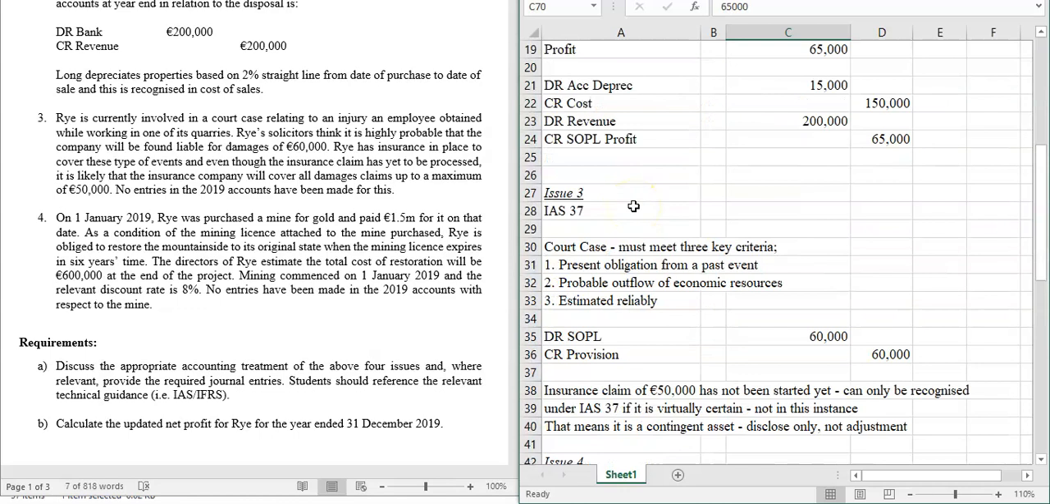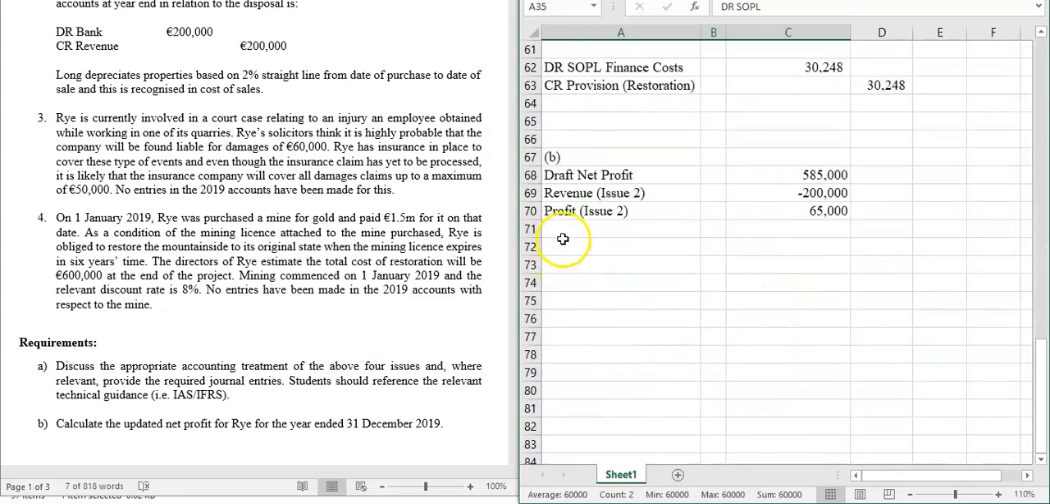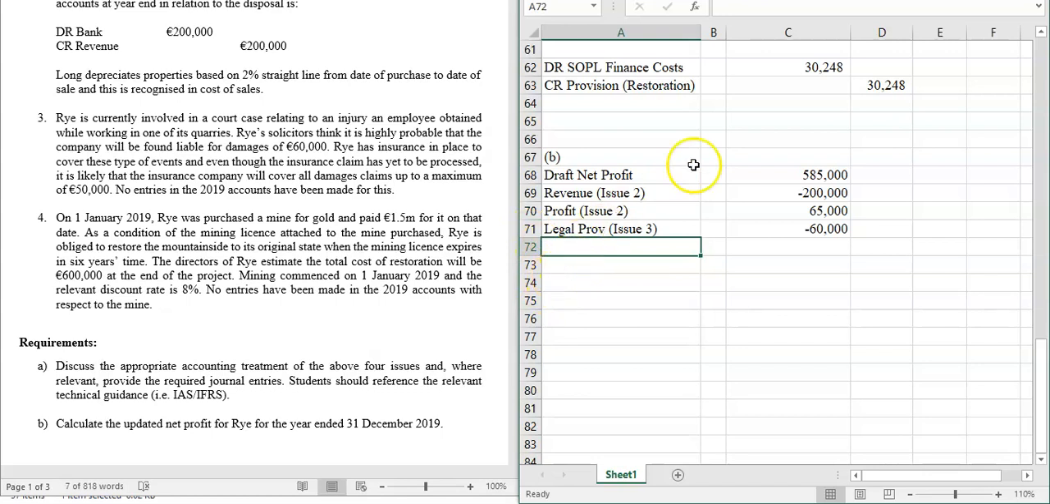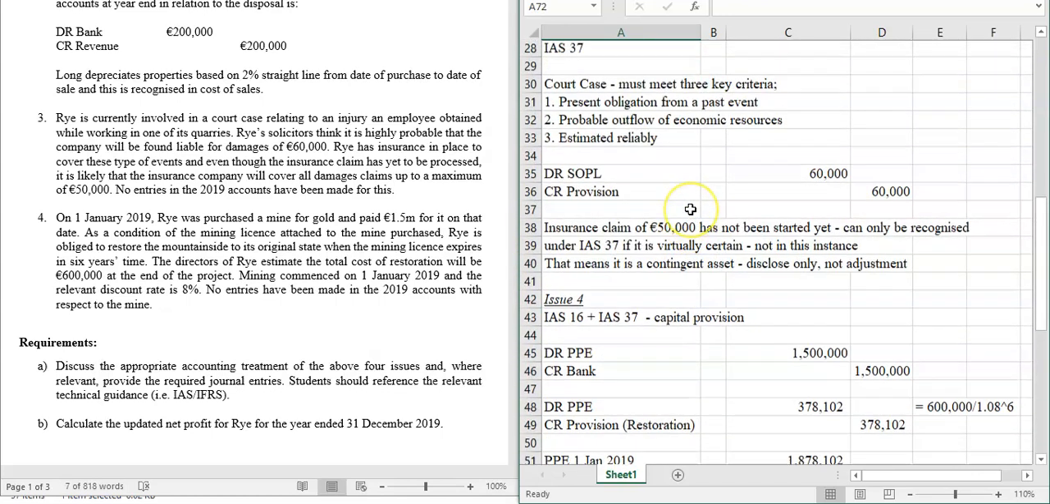Issue 3, that's going to be debit the SOPL. You're increasing your expenses, you're decreasing your profits. So we call that the legal provision, and we call it issue 3, and that is 60,000 minus. Because expenses go up, profit goes down. So it's a bit of a tricky one that you should watch for to understand the impact the journals have.